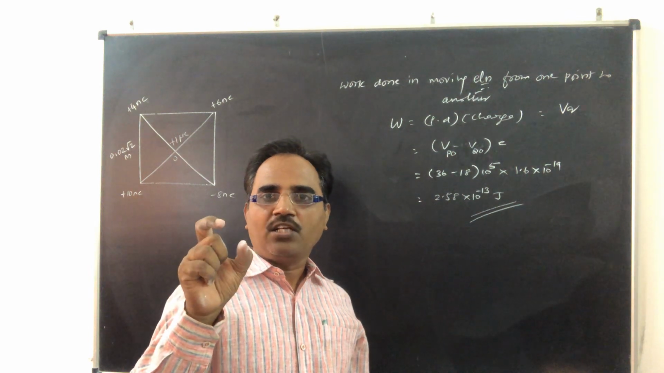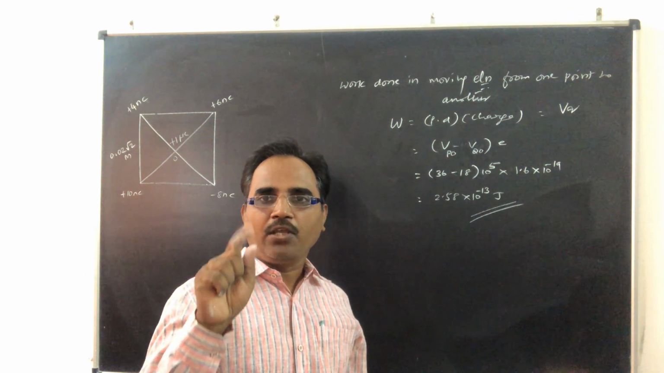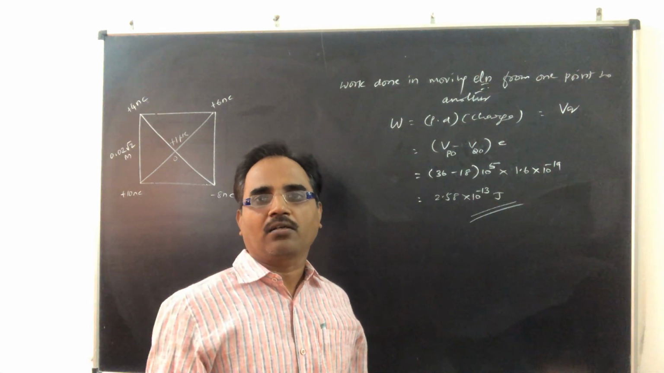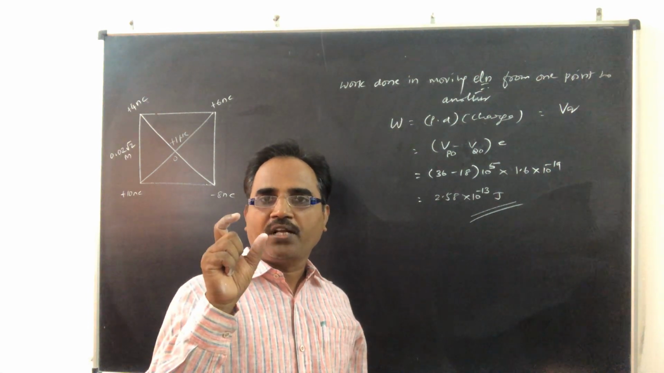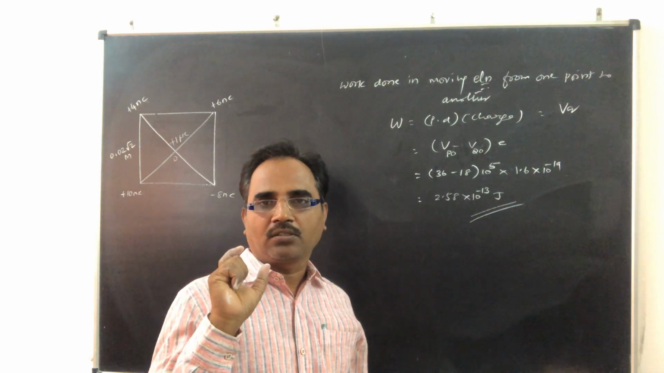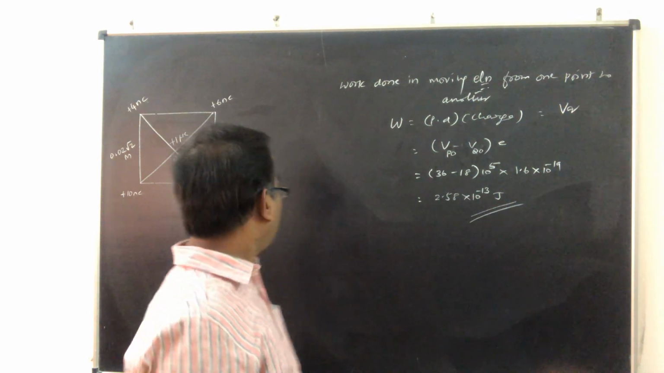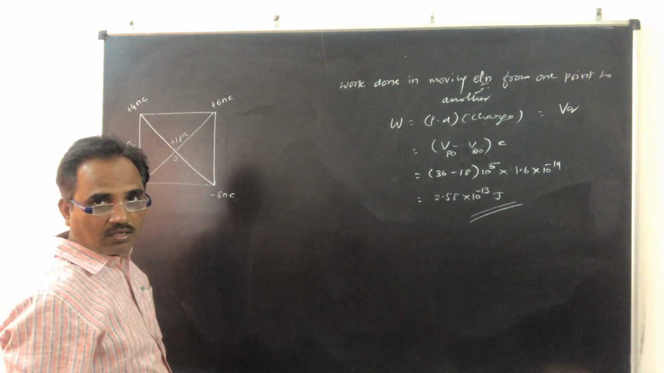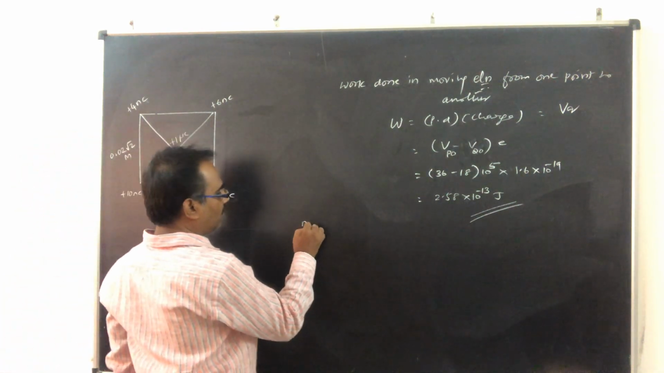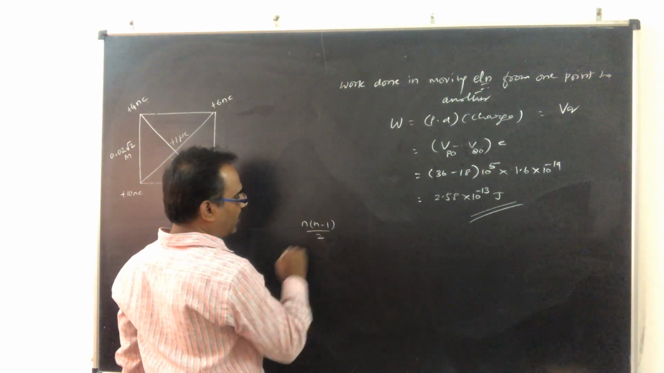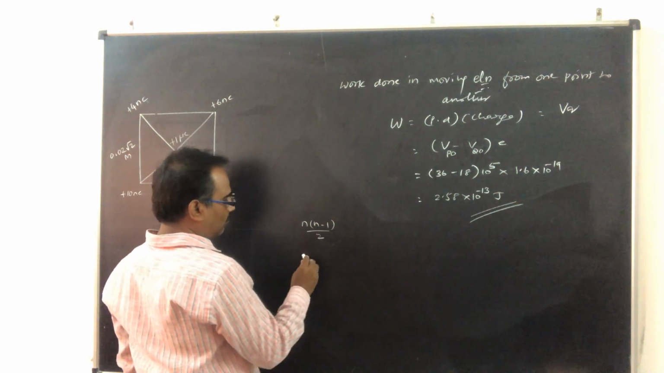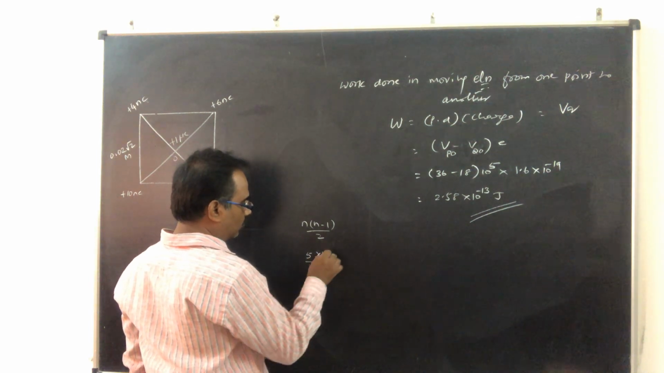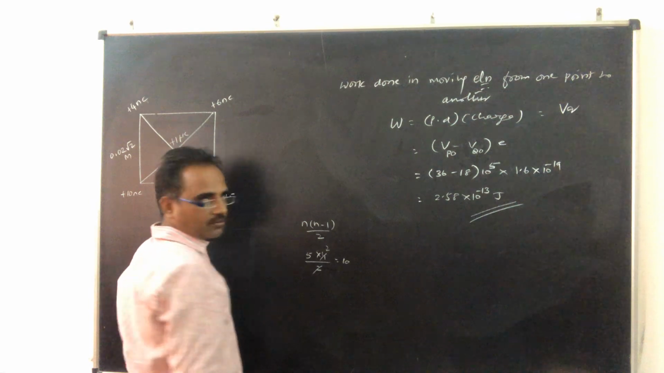So potential energy of a pair of charges is given by U is equal to 1 by 4 pi epsilon naught Q1 Q2 by R. That gives potential energy for a pair of charges. So here 5 charges are there, 4 plus 1, 5 charges. That means how many terms will be there? n into n minus 1 divided by 2. So 5 into 4 divided by 2, so 10 terms we will get.